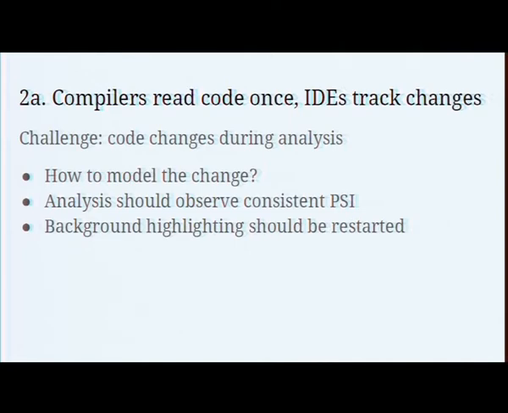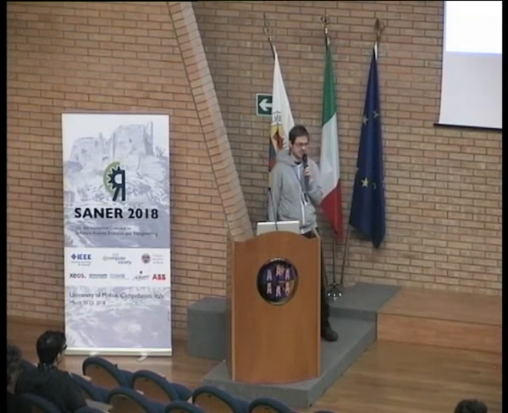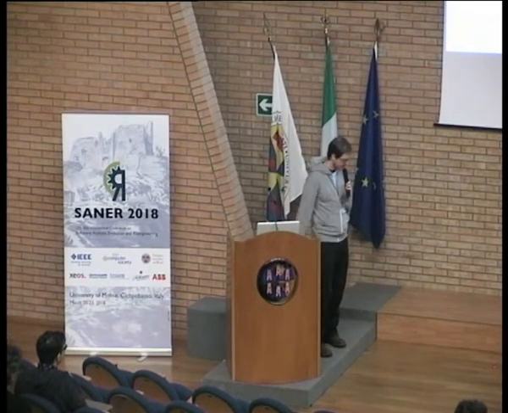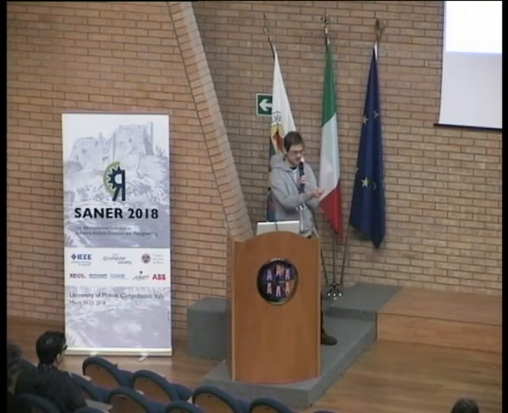Should the PSI be mutable, or should a new PSI be created? What to do with the highlighting that's currently running? It should probably not observe the PSI being changed while it's running because of possible race conditions and inconsistencies in the logic. And anyway, that highlighting is not useful anymore because the code has changed and you have to restart it. So what do we do in this case?